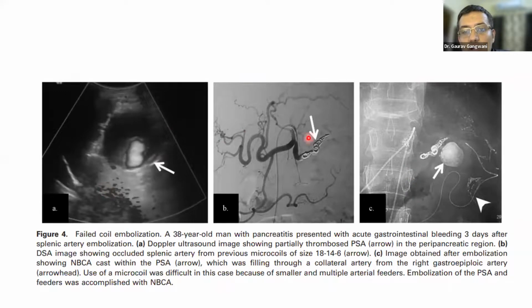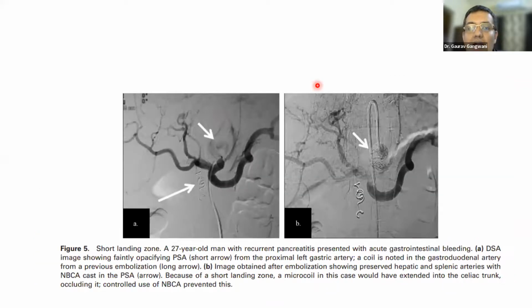Third case, they coiled the pseudoaneurysm, but they could see some flow by Doppler, and then they went through a transcollateral route with the microcatheter to whatever point they could reach. From there, they injected glue and completely embolized the pseudoaneurysm. And fourth case, where the left gastric artery had a very short stump, they couldn't put a coil there because there was still residual filling of the aneurysm, and so they injected glue from that point and again complete occlusion was achieved.